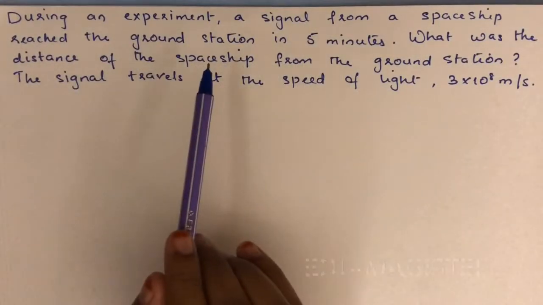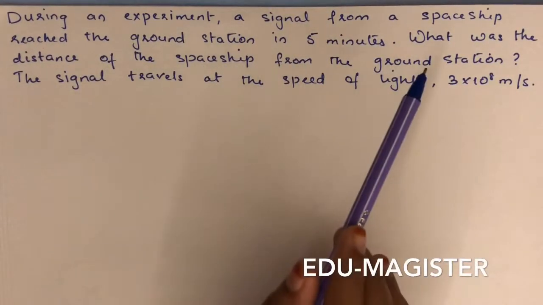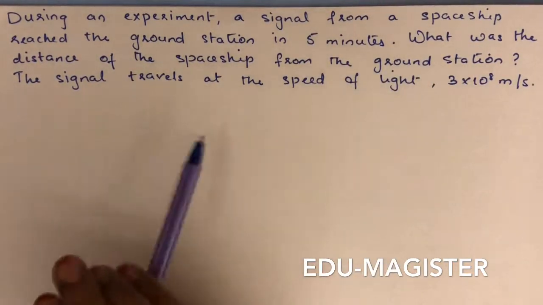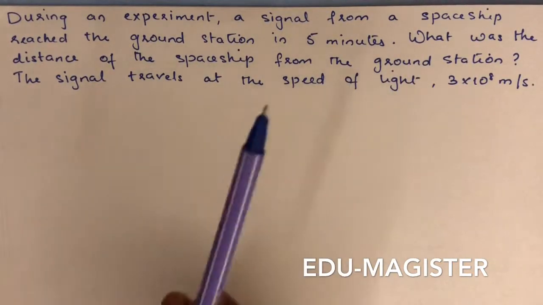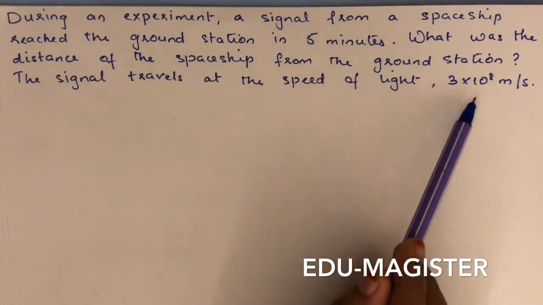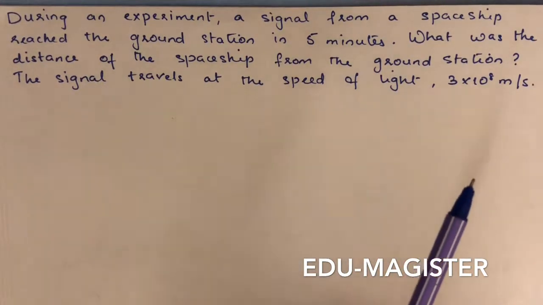During an experiment, a signal from a spaceship reached the ground station in 5 minutes. What was the distance of the spaceship from the ground station? The signal travels at the speed of light, 3 into 10 to the power 8 meters per second.